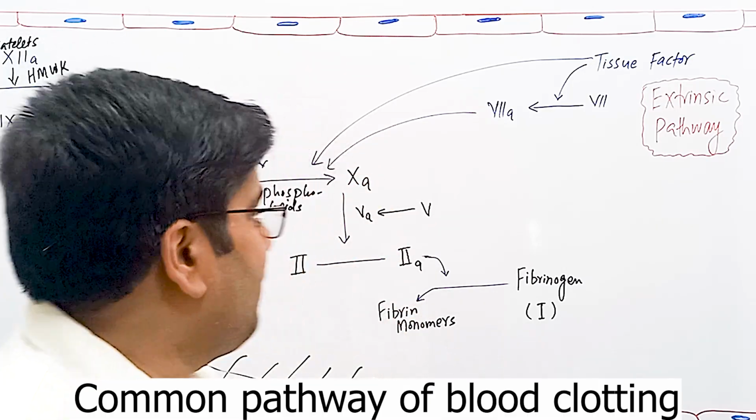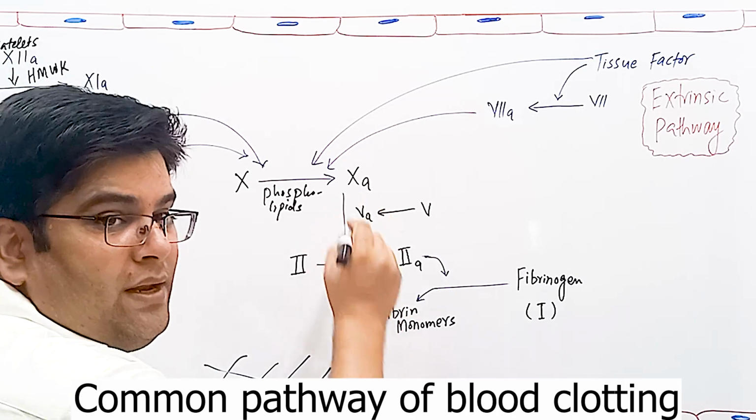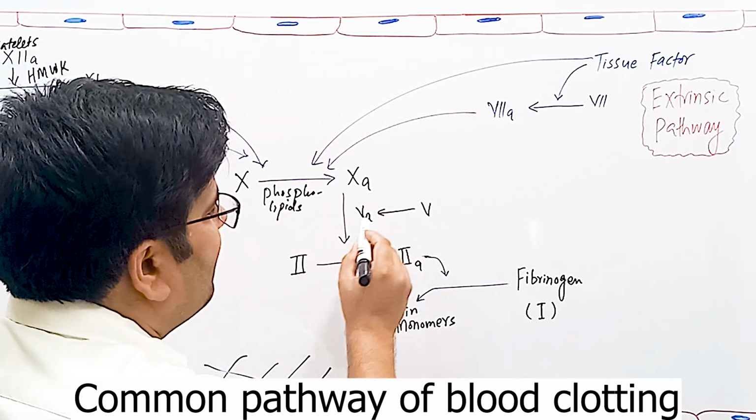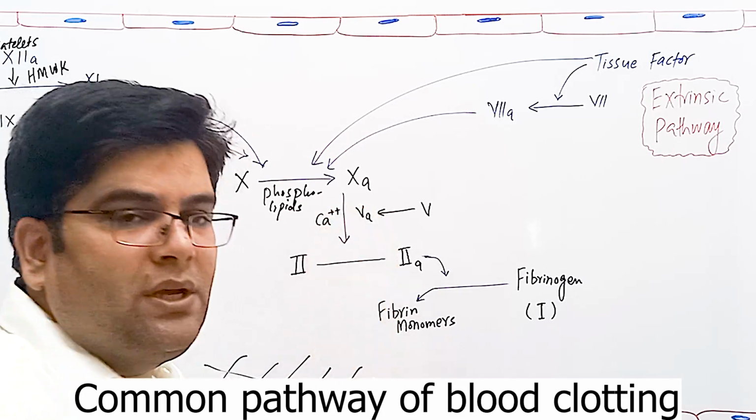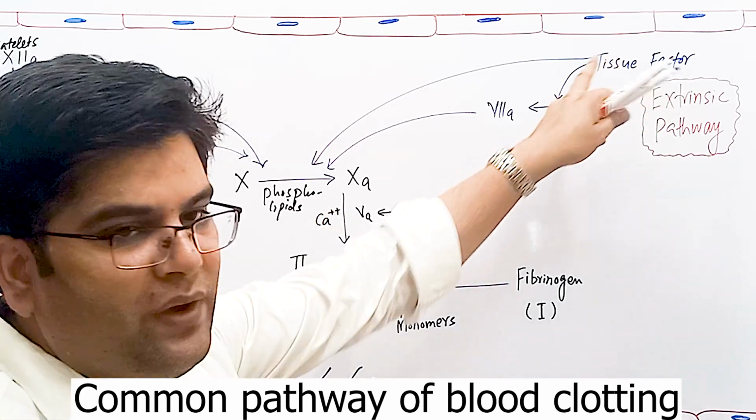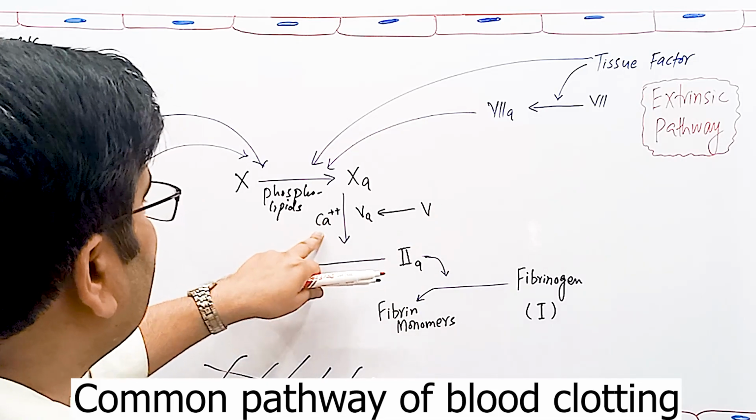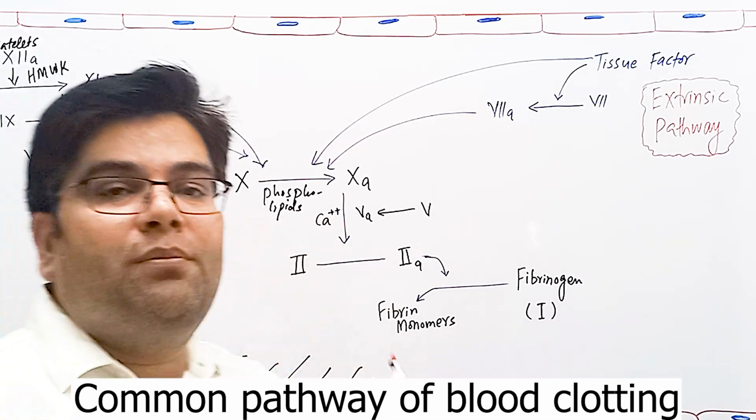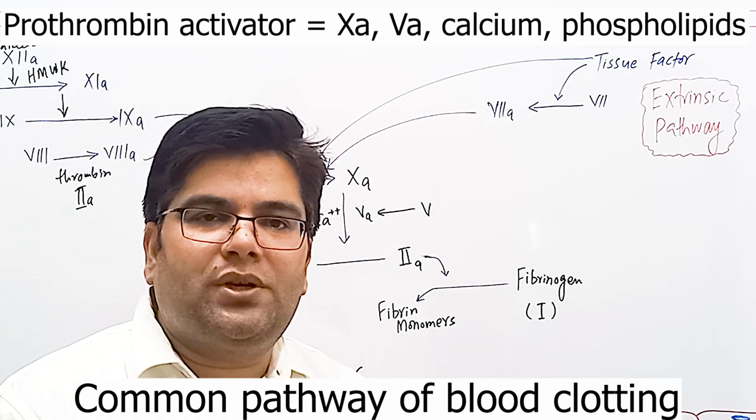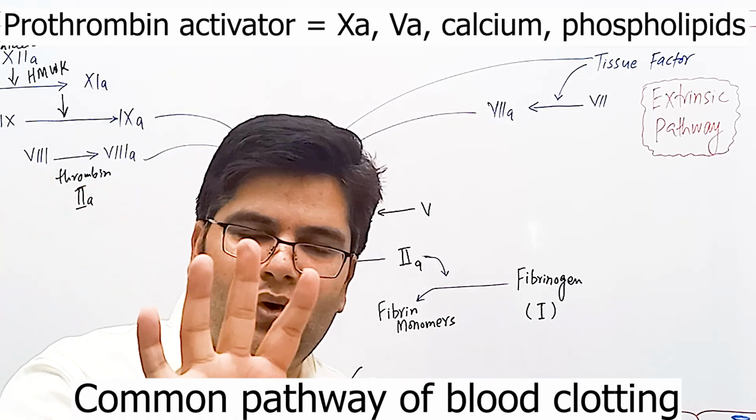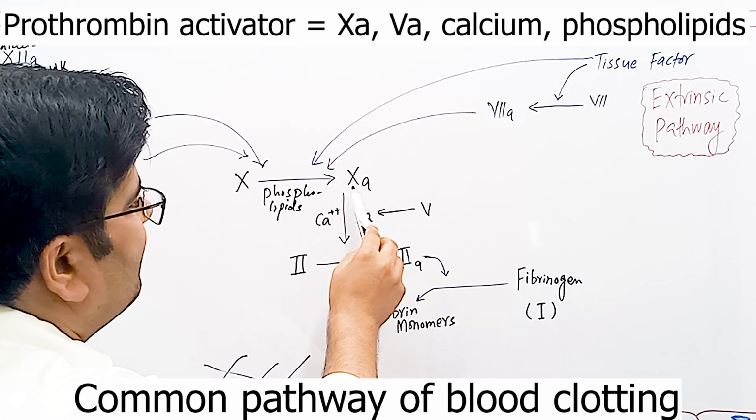Now in the common pathway, this activated factor number 10 in the presence of activated factor number 5 along with calcium and phospholipids. The phospholipids can come from the tissue factor, or in the intrinsic pathway these phospholipids can come from the platelets. Collectively, all these four things make prothrombin activator. So it means prothrombin activator includes four things: one is activated factor number 10.